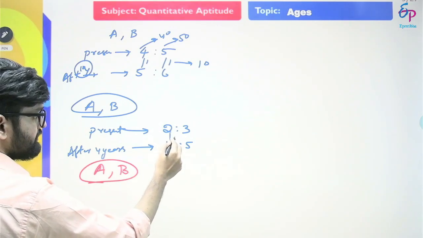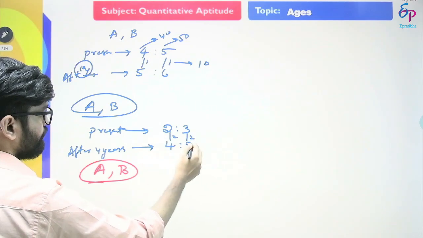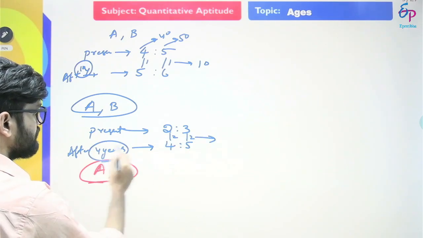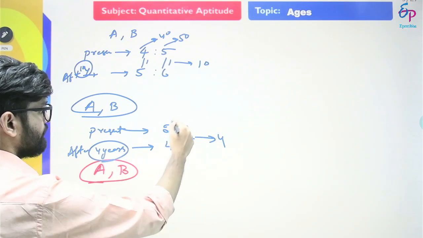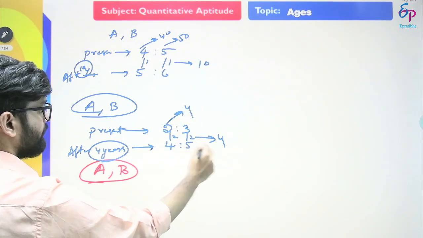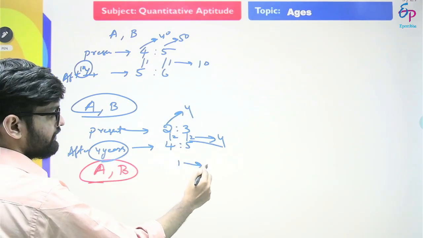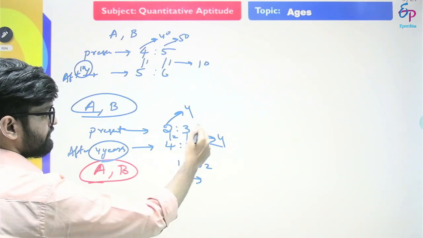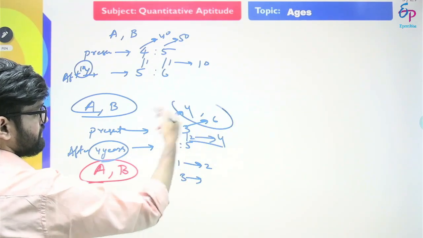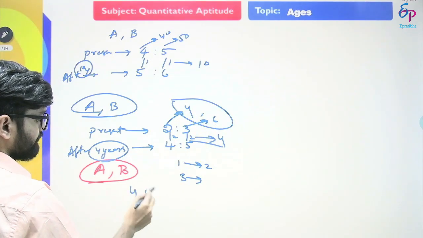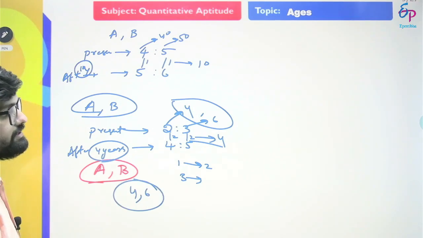How many parts is this one? 2 parts. How many parts is the difference? 2 parts. 2 parts is equal to how much? 4 years. 2 parts is equal to 2 chocolates, cost is 4 rupees, means 1 chocolate costs 2 rupees. 3 chocolates will cost how much? 6 rupees. So 4 comma 6 is the answer.